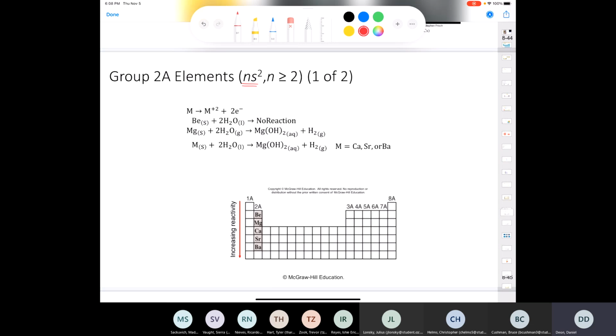In terms of their reactivity with water, if you try to react beryllium with water, you actually get no reaction. Magnesium is a little more reactive. It will react with water, but it has to be water in the gaseous phase, and H2O in the gaseous phase is called steam. So magnesium will react with steam to give you a metal hydroxide plus hydrogen, whereas calcium, strontium, and barium will also react with water to give you a metal hydroxide, but this is at room temperature. Somewhat less reactive than the group 1A metals.